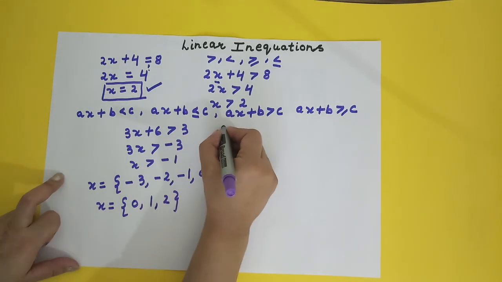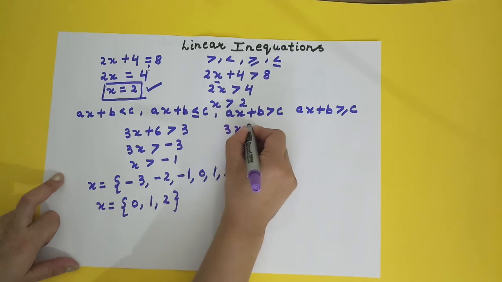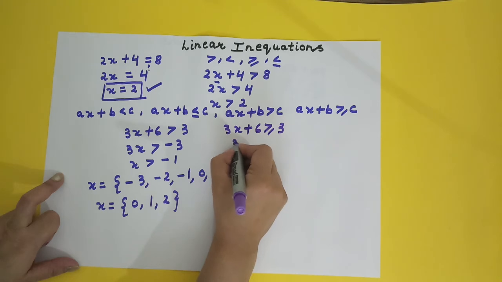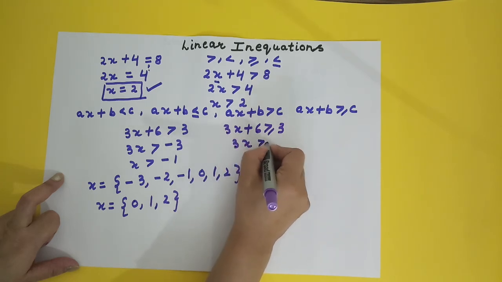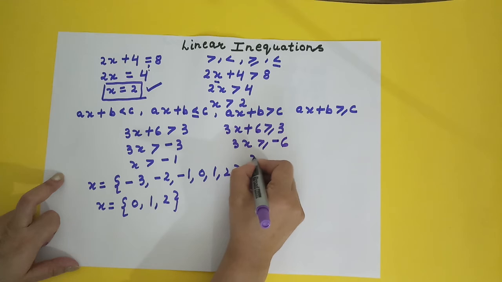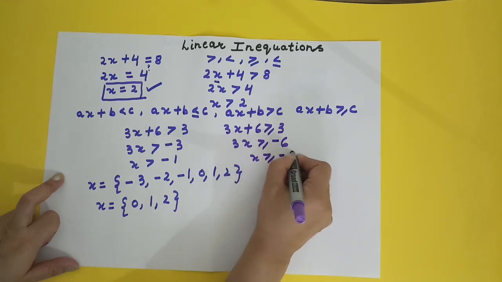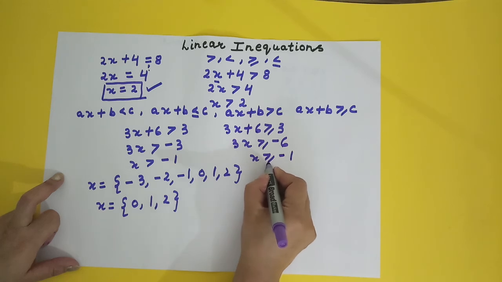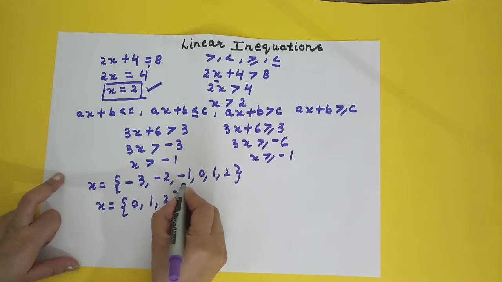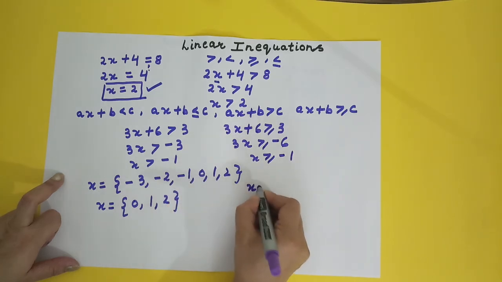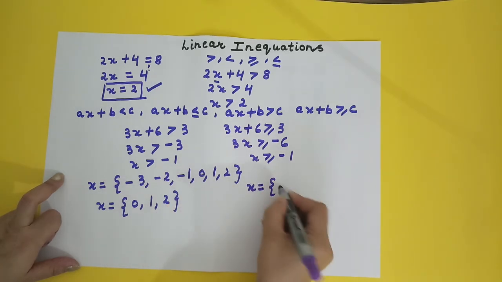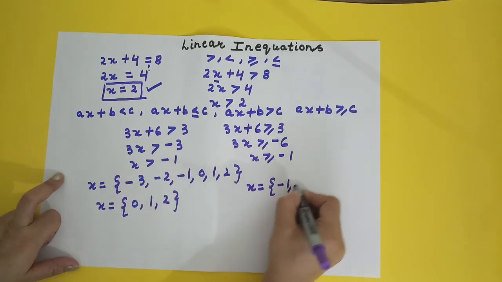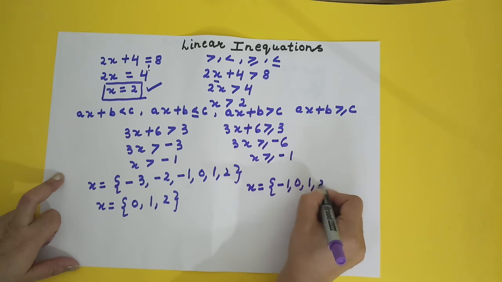Let's take the same inequation, and this time it is 3x + 6 ≥ 3. So my 3x will be greater or equal to -6. x will be greater or equal to -1. Fine. Now greater or equal to means that I have to include -1 also. So this time my solution set will be, let's go back here, equality sign is here, so -1, 0, 1 and 2.